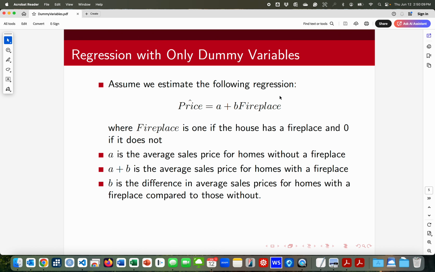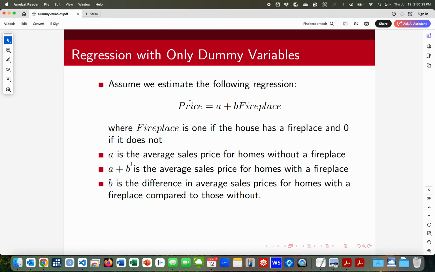So if fireplace gets set to 0, this entire term goes away. So the expected sales price for a home without a fireplace is coefficient A. For homes with the fireplace, this would be 1. So A plus B times 1 is A plus B. So A plus B is the expected sales price, or average sales price, for homes with a fireplace.